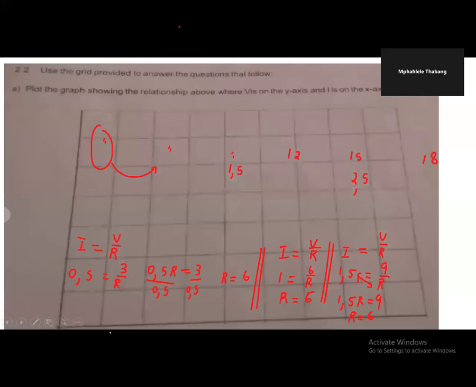Use the grid provided to answer the questions that follow. Plot the graph showing the relationship above where V is on the y-axis and I is on the x-axis. So they want us to plot the relationship between the voltage and the current, and they are saying we must put the voltage on the y-axis. So this is what I'm going to do. I'm going to say voltage this side, and this side I'm going to write current.